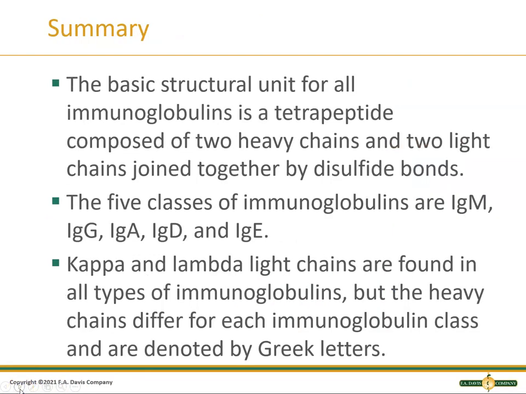So, in summary, the basic structure of immunoglobulin is a tetrapeptide. So it's got 2 heavy chains and 2 light chains that are joined by disulfide bonds. There's 5 different classes of antibodies out there: immunoglobulins IgG, IgM, IgA, IgD, IgE. And then there's light chains, which are kappa and lambda. But it's the heavy chains that make the G, the M, the A, the D, and the E. The light chains are kappa and lambda.